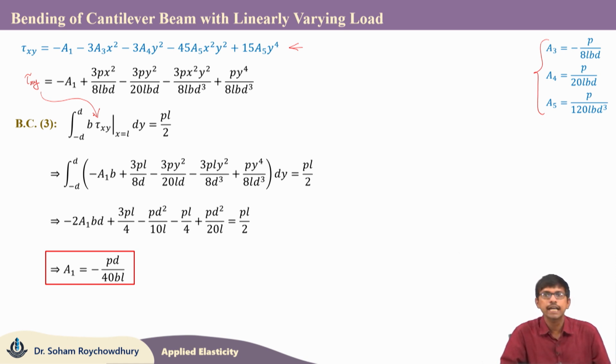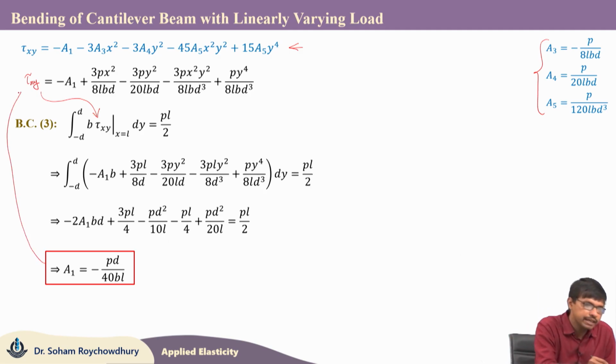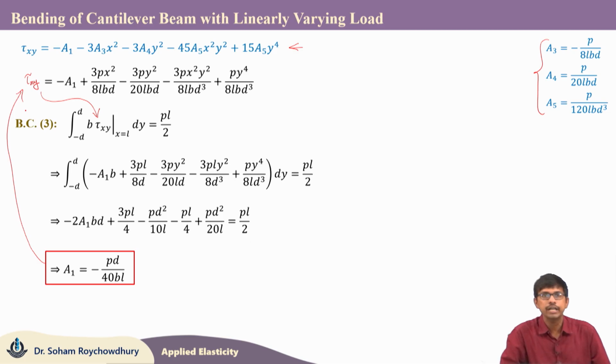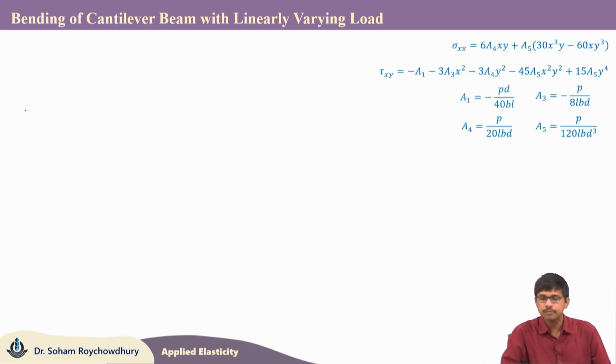Now, all the constants are known. Substituting this a1 back here, we get the complete expression of tau xy. So, I have written the expression of sigma xx, tau xy and all the constants involved there.